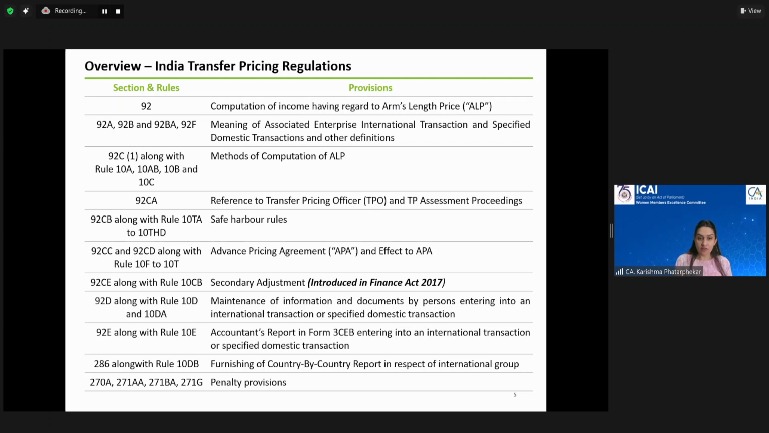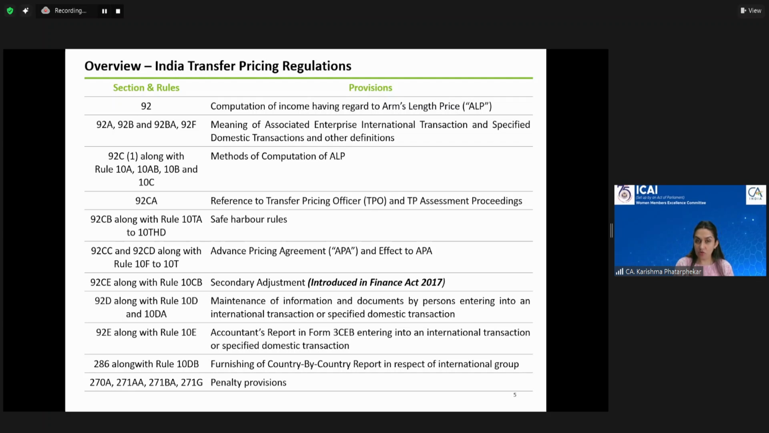And then you have the transactional net margin method, which is the TNMM method, where you look at the net margin of a company at the operating margin level, not at the gross margin level. You go down below, look at the operating margin and benchmark it. And then you have the profit split method, where you actually split the profit between the two entities based on their contribution to the entire value chain. So these are all the methods in transfer pricing.